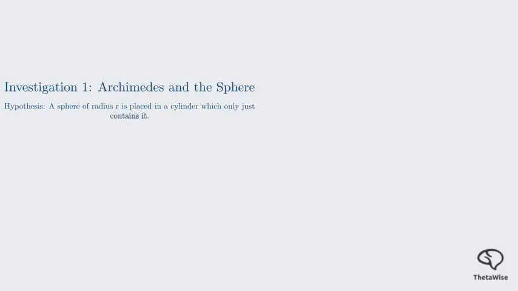Let's explore a fascinating investigation into the surface area of a sphere, following the spirit of Archimedes. This investigation helps us understand why the formula A equals 4 pi r squared is true. This type of inquiry is excellent preparation for your IB internal assessment. Archimedes proposed a beautiful idea. He imagined a sphere perfectly inscribed within a cylinder. This means the cylinder has the same radius r as the sphere, and its height is twice the sphere's radius, or 2r.